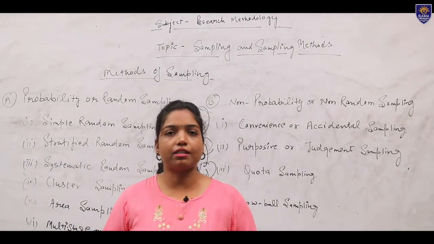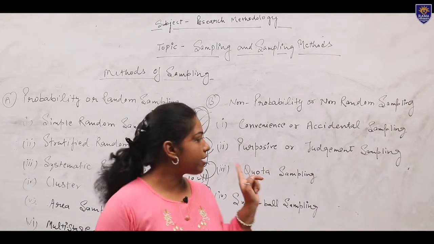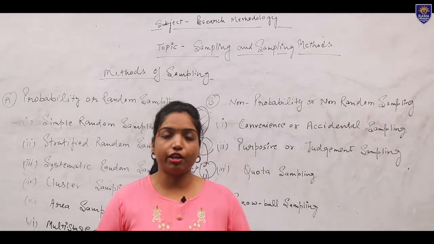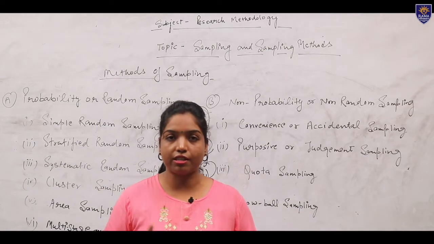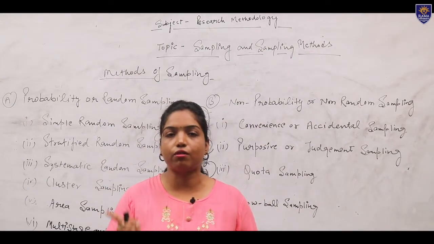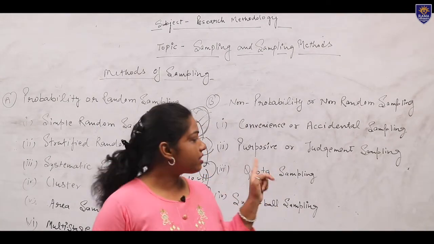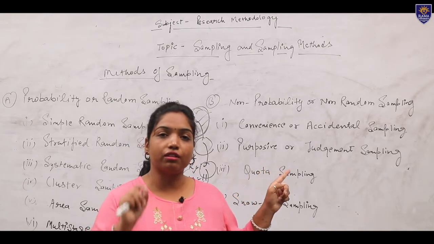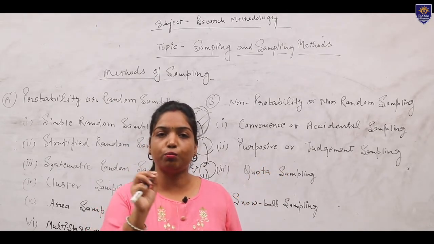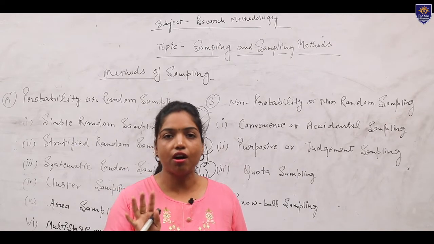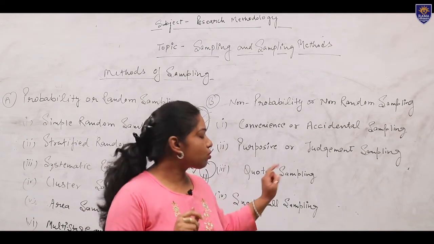So experts are necessary for this kind of sampling technique. If they already know the purpose of the population survey or sample survey, then they decide accordingly which units should be selected that are best suited to a sample survey. Next one is quota sampling.